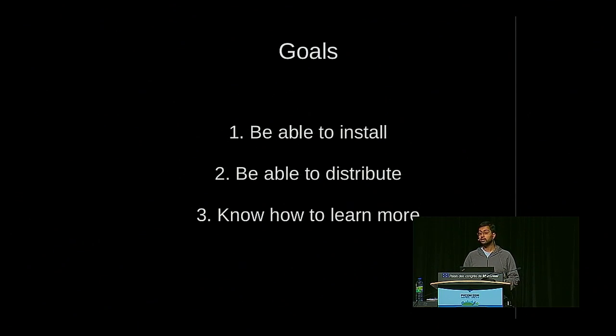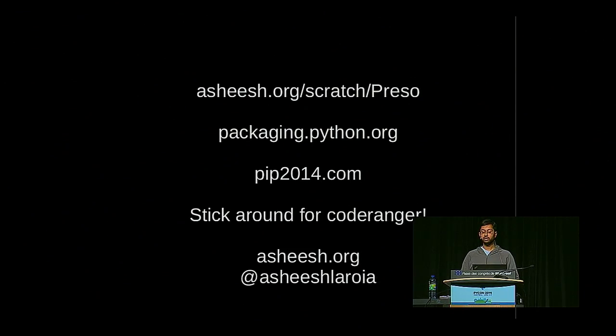I'll summarize, though. I hope you've seen that you can install software from the Python package index, the cheese shop. I hope you've seen how to distribute it, at least in the broad strokes, and you know how to find out more. The best place to find out more is packaging.python.org. Unless you just want to have things work out of the box. I mean, packaging.python.org is great. It tells you how things work.